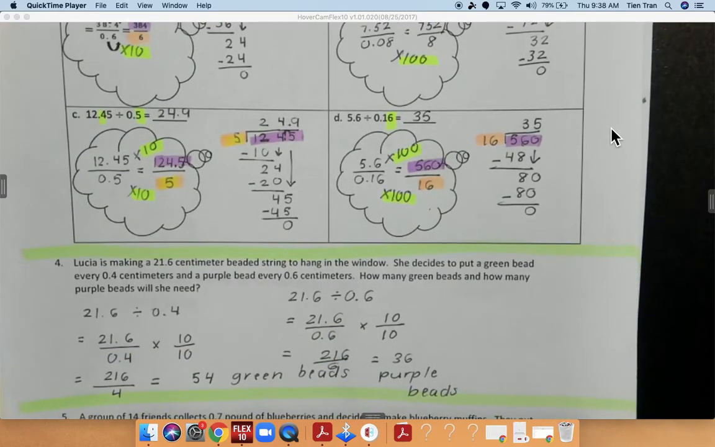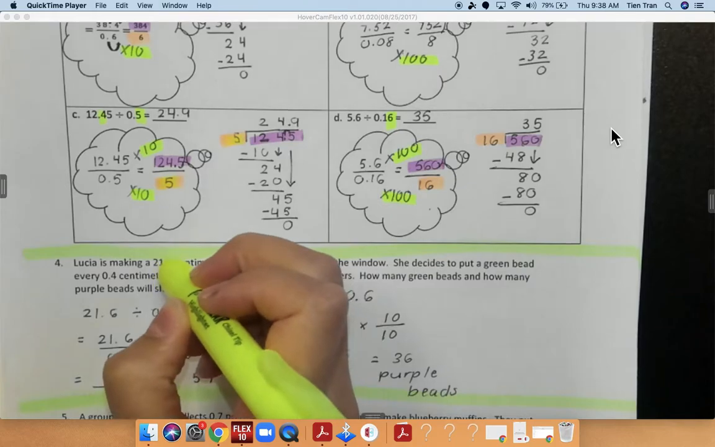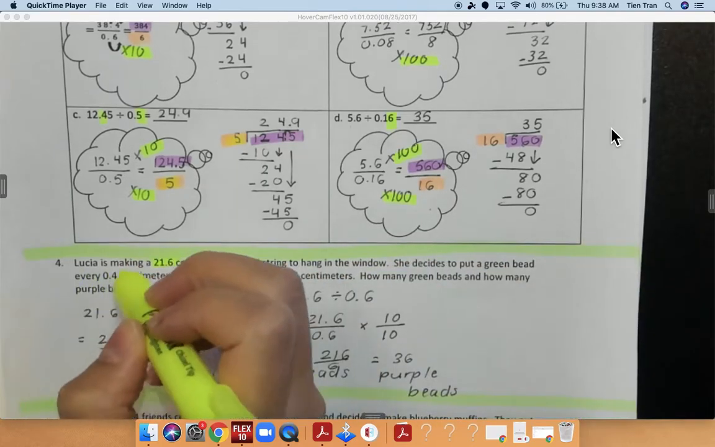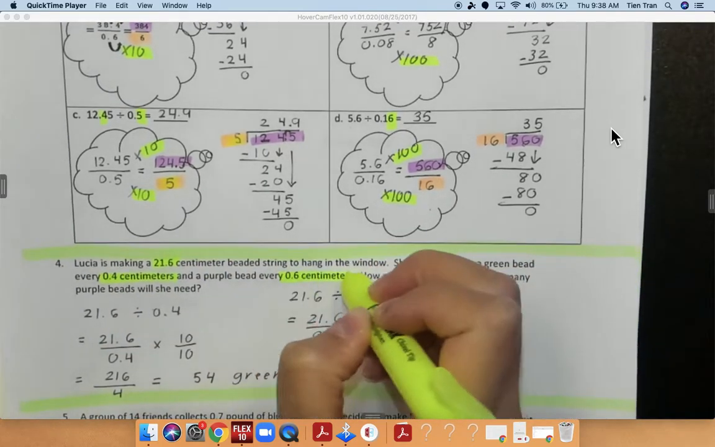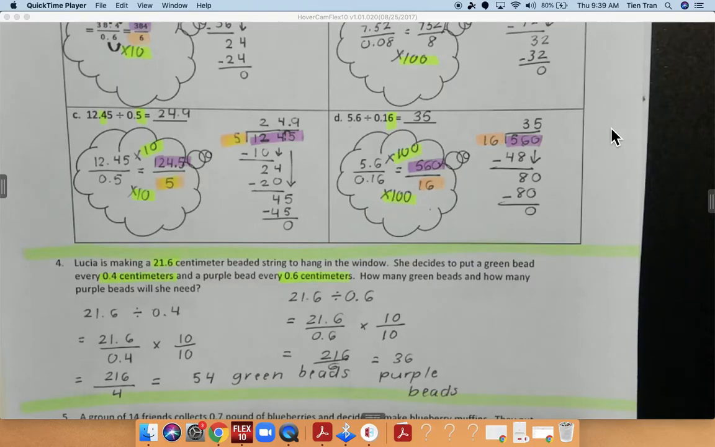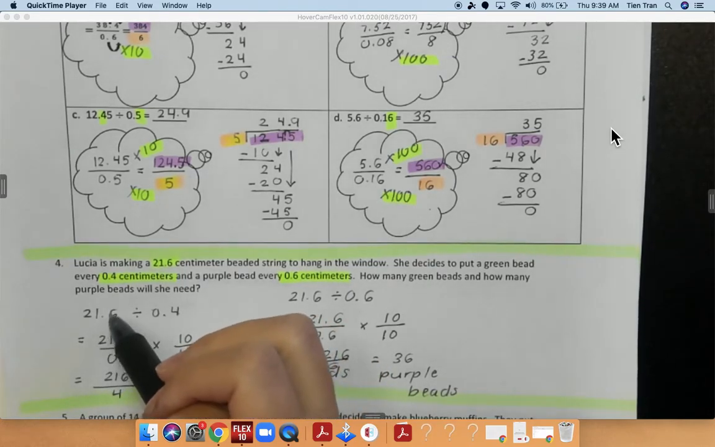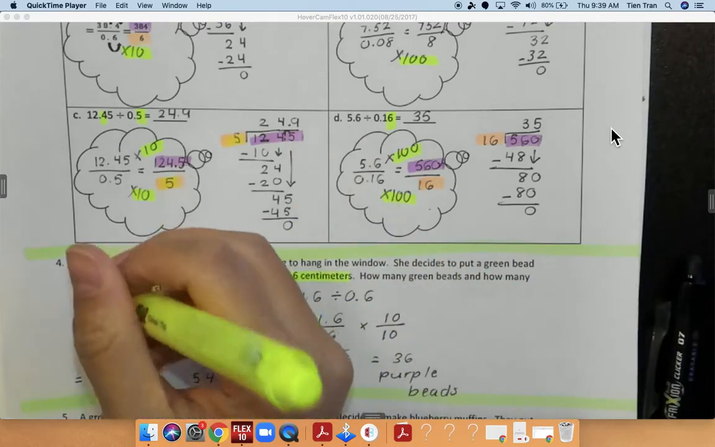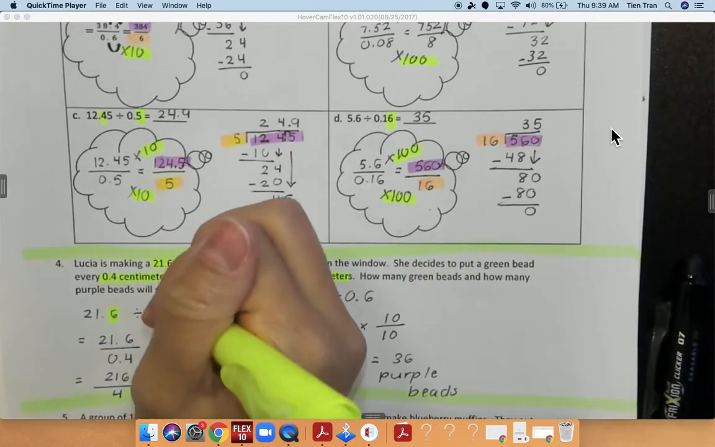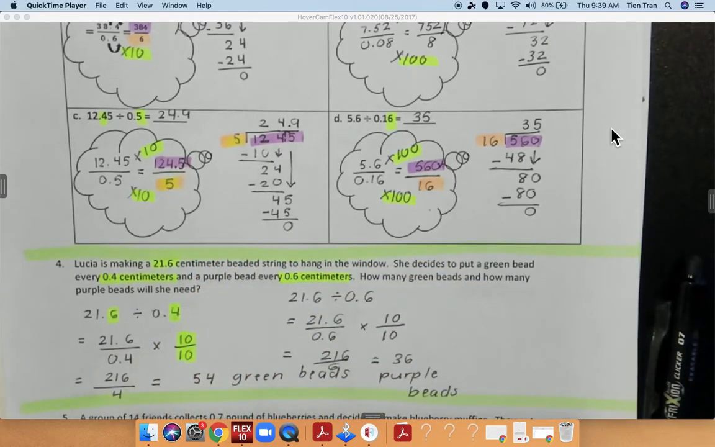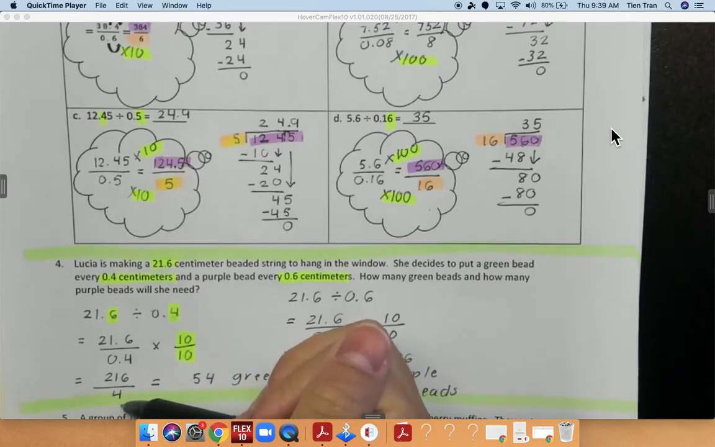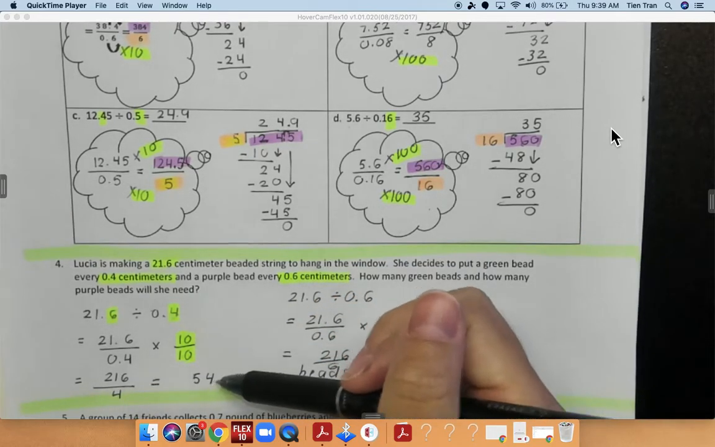Over here, the question says, Lucia is making a 21.6 centimeter beaded string to hang in the windows. She decided to put a green bead every 0.4 centimeters and a purple bead every 0.6 centimeters. How many green beads and how many purple beads will she need? So over here, I have 21.6 divided by 0.4. What I'm going to do is multiply times 10, because it looks like the numbers are in the tenths place, so that works out. So when I multiply that, I get 216 divided by 4. And now when I divide, I get 54 green beads.